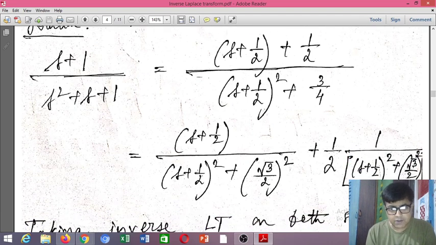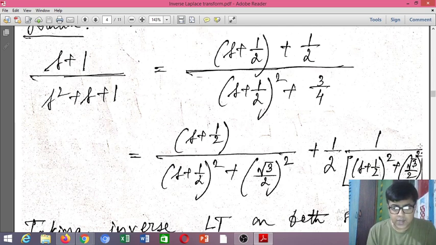So it becomes s plus half divided by s plus half whole square plus root 3 by 2 whole square. And you are left with plus half, the other term, 1 by s plus half whole square plus root 3 by 2 whole square, because I am writing in the square form. Now you are in a position to take the inverse Laplace transform of this function. Earlier you were not, because it was confusing, you were not able to say what would be exactly the inverse Laplace transform of this function. But now you will be able to say it. That's the main thing in this problem. You have to convert this function into the known forms of those inverse Laplace transform results.